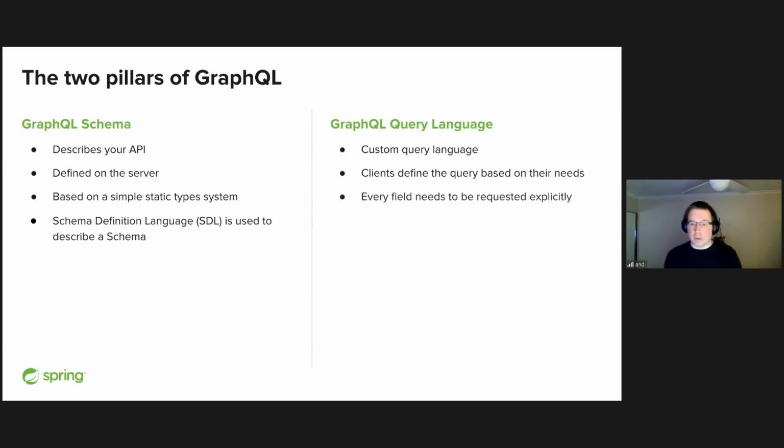Every field needs to be requested explicitly. We saw this before. If I add a new field, I get a new field. If a field is not included in the query, you will not get it. This is on purpose to make GraphQL very precise and not have over or under fetching. So you will never get more or less data than you actually need.